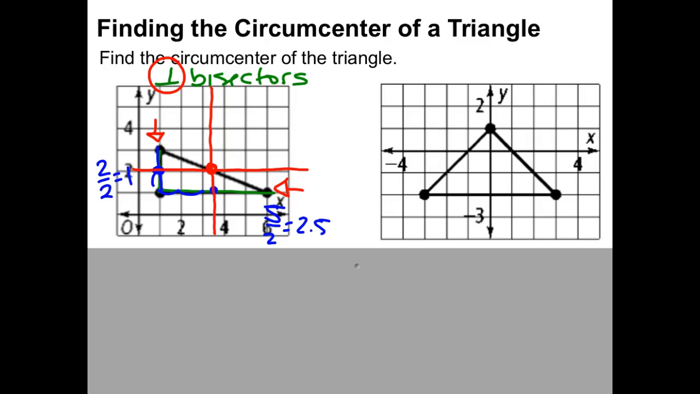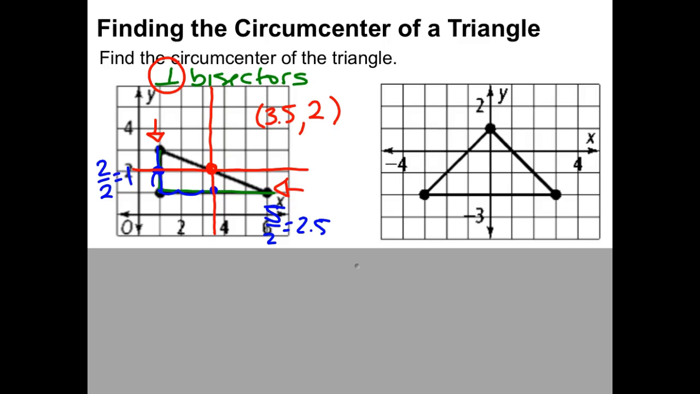Now, I can take the time to do all 3 sides, to find the midpoint of all 3 sides and then find the perpendicular line through each, but you really only need to do this with 2 sides to construct those perpendicular bisectors. So now I just have to count the ordered pair for that point, and I have my circumcenter. So I go over 1, 2, 3.5 from the origin, and then I go up 1, 2, and I have my circumcenter.